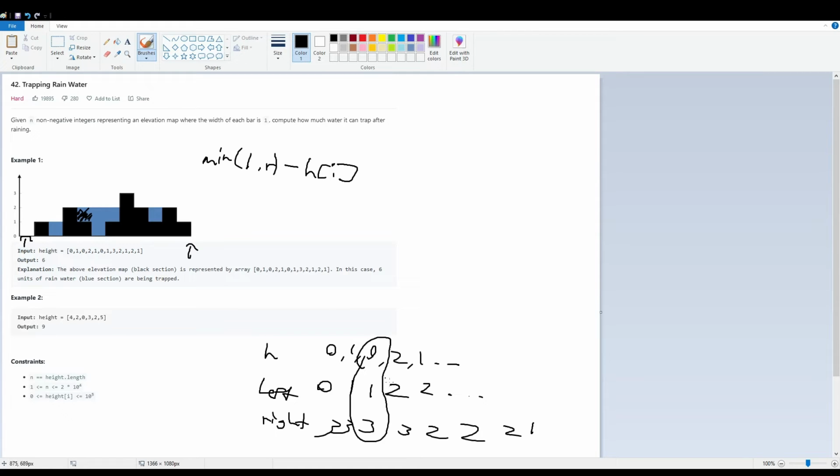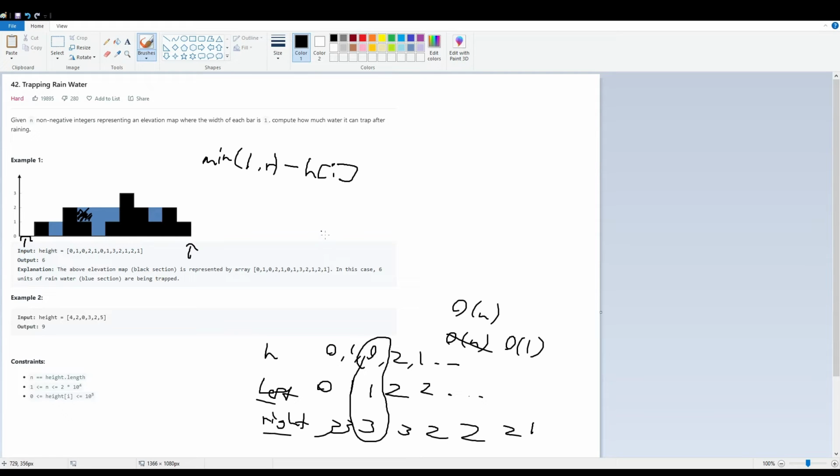0, 1, 0, 2. Yep. But while this is O of n runtime, this takes O of n space because we're keeping track of these two arrays. A better way is using O of 1 space, using 2 pointers.